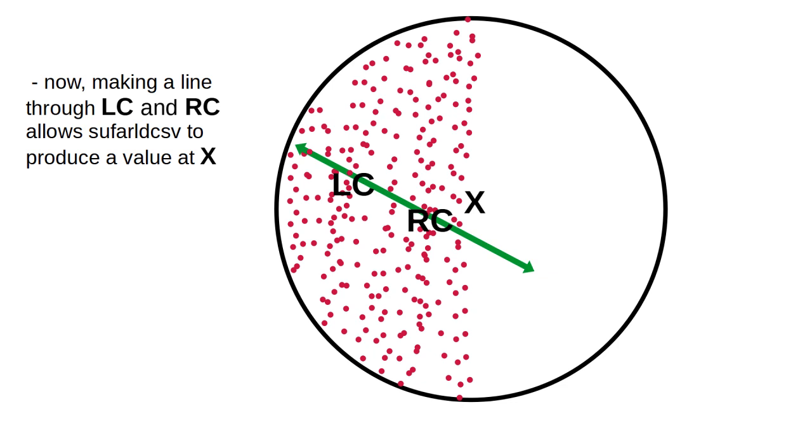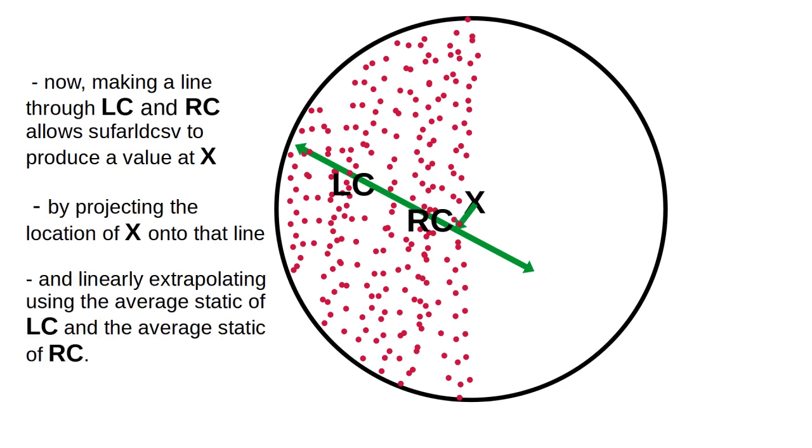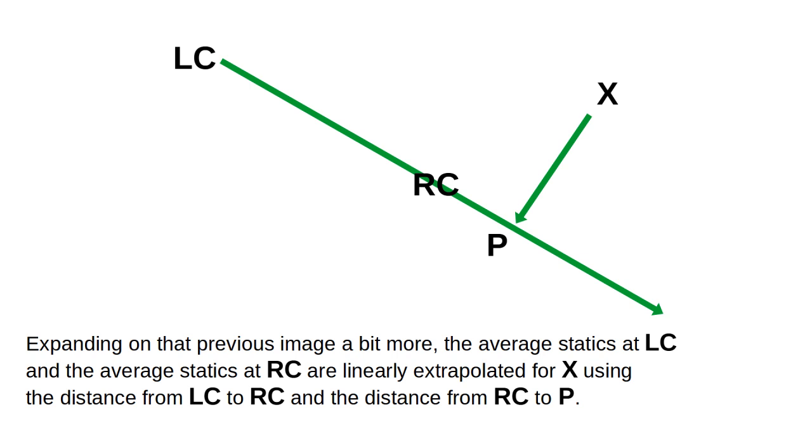Now, making a line through LC and RC allows SUFARLDCSV to produce a value at X by projecting the location of X onto that line and linearly extrapolating using the average static of LC and the average static of RC. Expanding on that previous image a bit more, the average statics at LC and the average statics at RC are linearly extrapolated for X using the distance from LC to RC and the distance from RC to P.